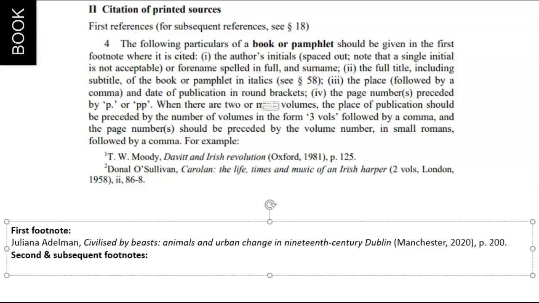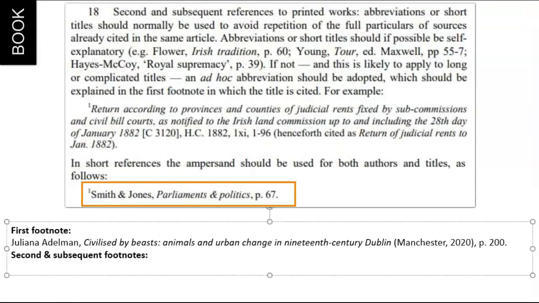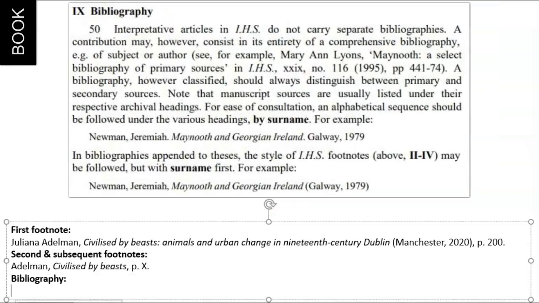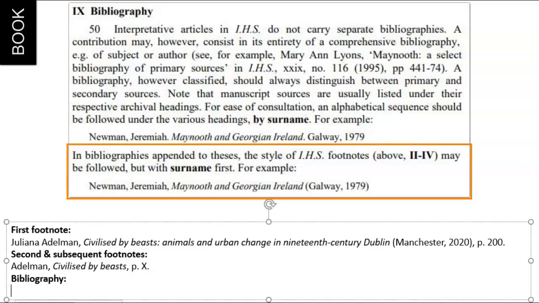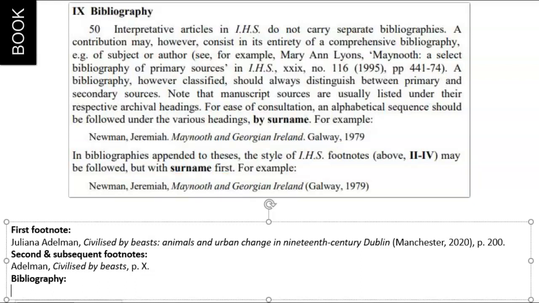If I refer to this same text again in the same essay, I can shorten the second and any subsequent footnotes or citations like this. Page 14 of the style guide tells us to use the same rules for the references in our bibliography as we do for our first footnotes, except that in our bibliography we're going to invert the surname and first name or initials. In other words, we're going to put the surname of the author first. So our reference in our bibliography for this book will look like this.